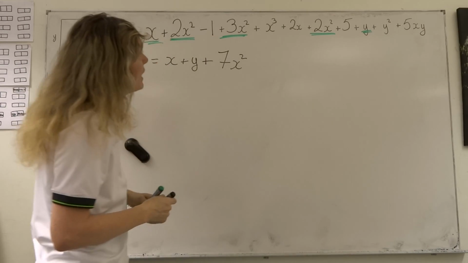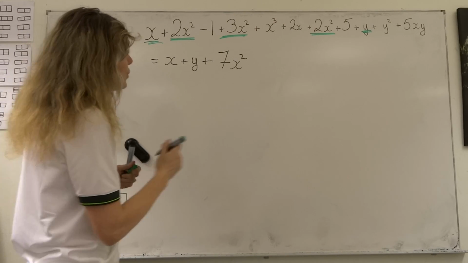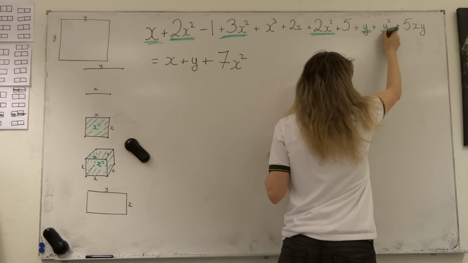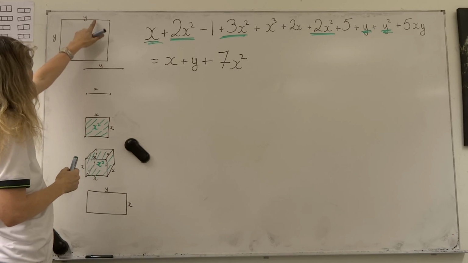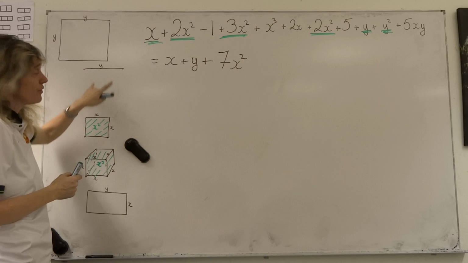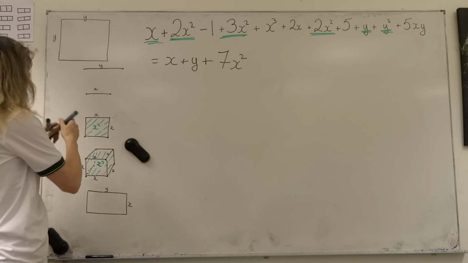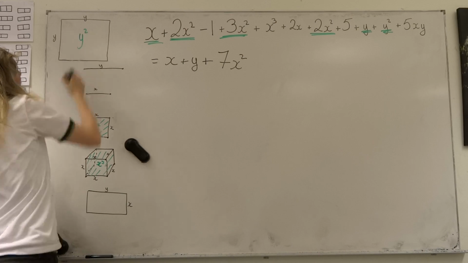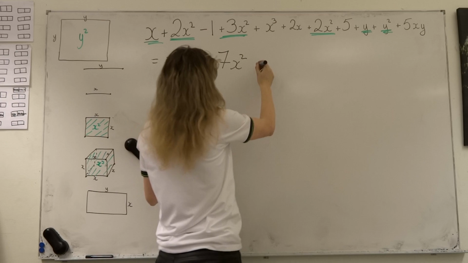Now we've added all our x squared terms. Do we have any y squared terms? And what is y squared? Yes, we do have a y squared term. And just like x, it's an area term. It's the length y, which is different from x. We don't know how big it is. It is y times y. This is going to be our area term of y squared. And we only have one of them.